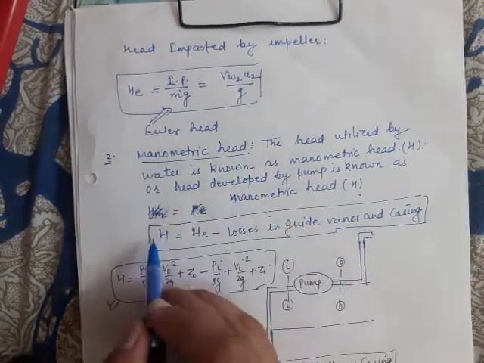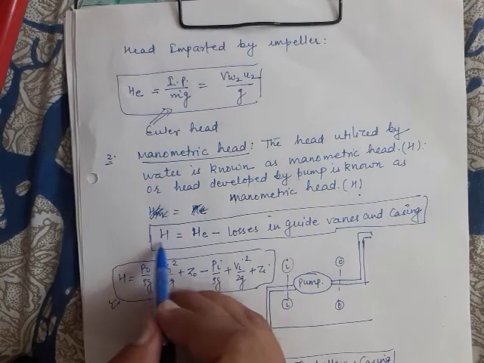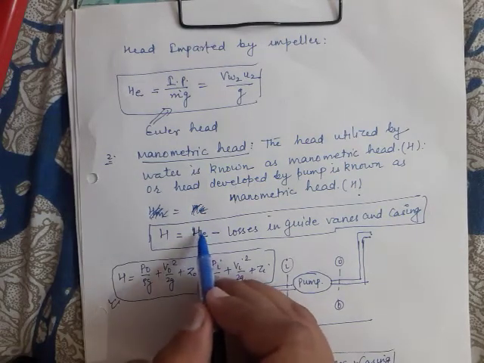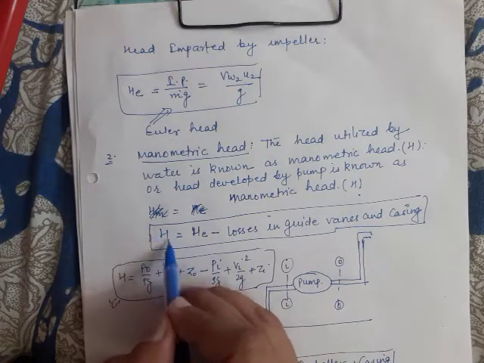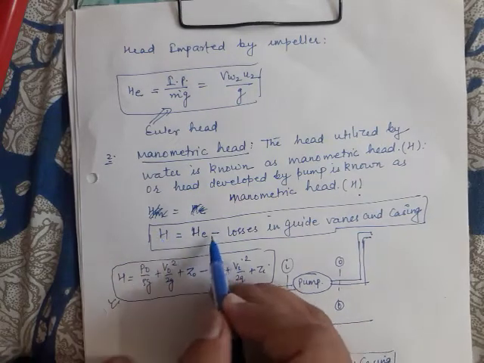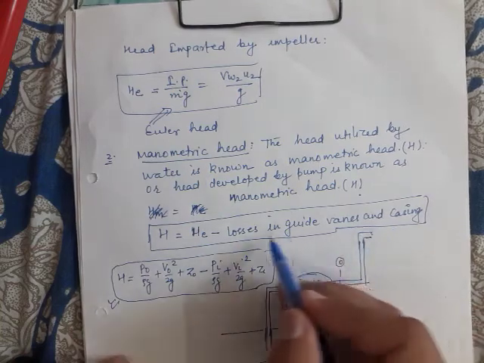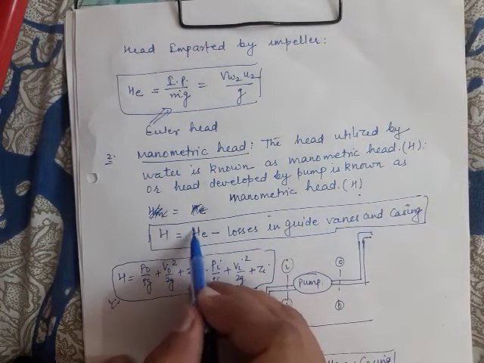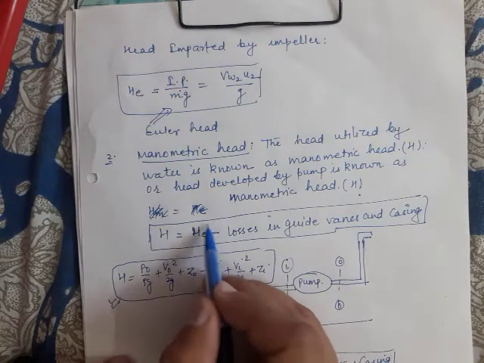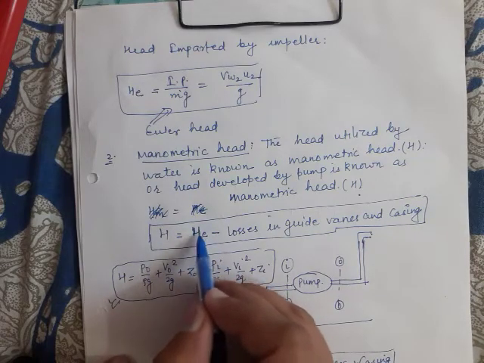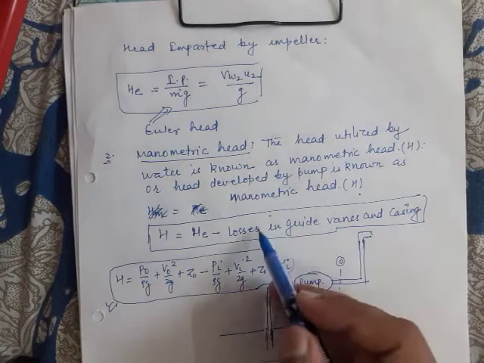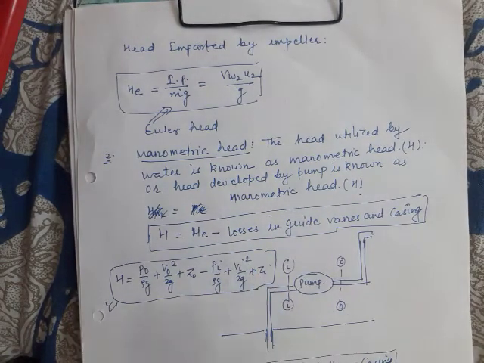Therefore, the water will be utilizing only this much of head, that is the manometric head. So when the frictional losses in guide vanes and casing are subtracted from the total head imparted by the impeller, then we will have the manometric head. I think the concept is clear to you. Both the formulas can be utilized to determine the value of the manometric head.